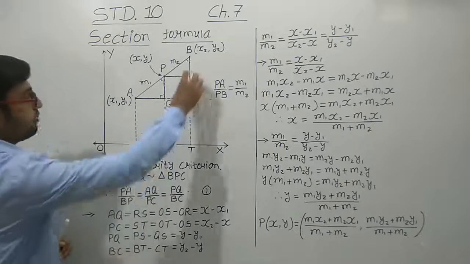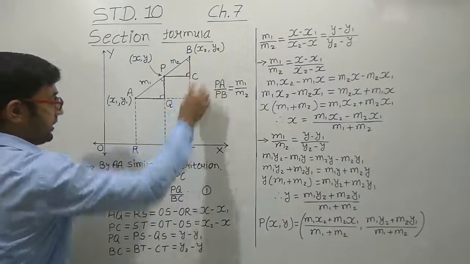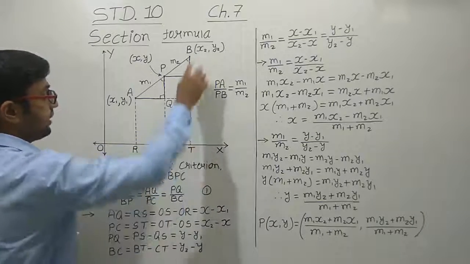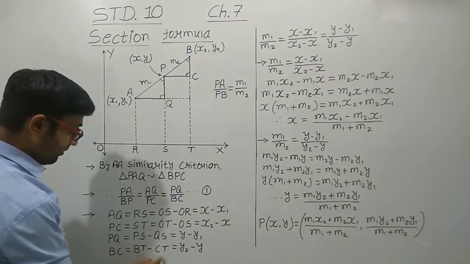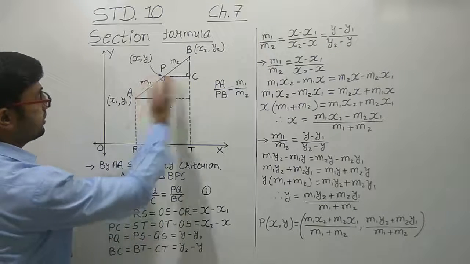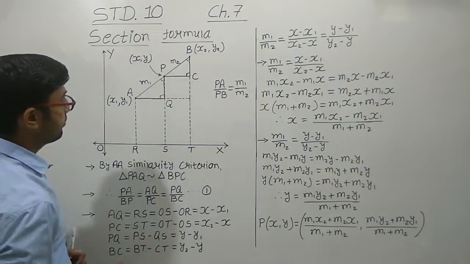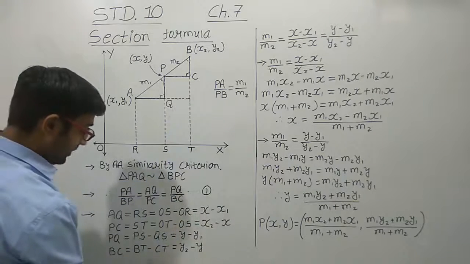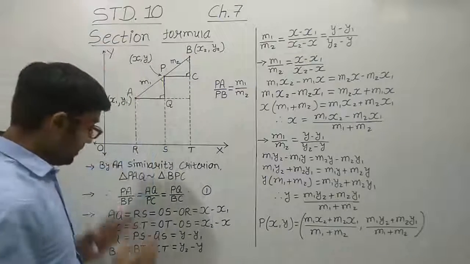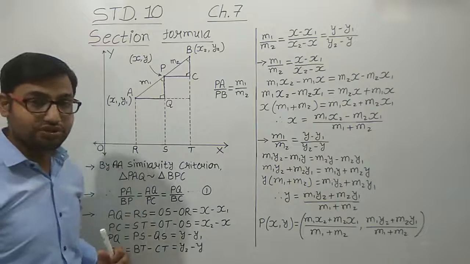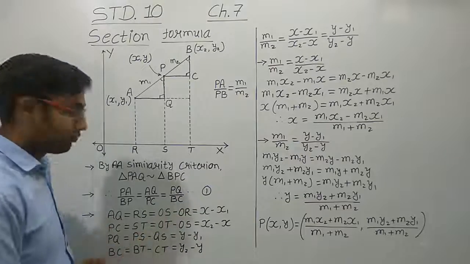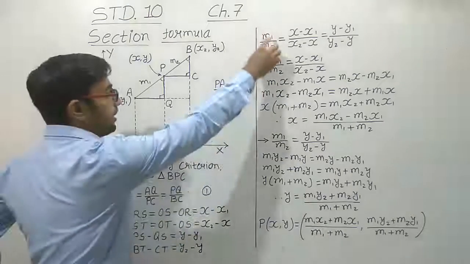In the same way we can write down BC. BC is equal to BT minus CT. How can we write down BT? BT is y2 because it is at a distance y2, and CT is up to y distance, right? So in this way we get all these values. Okay, so let us now put all these values in equation number 1. So here we have PA upon PB, which is M1 upon M2.